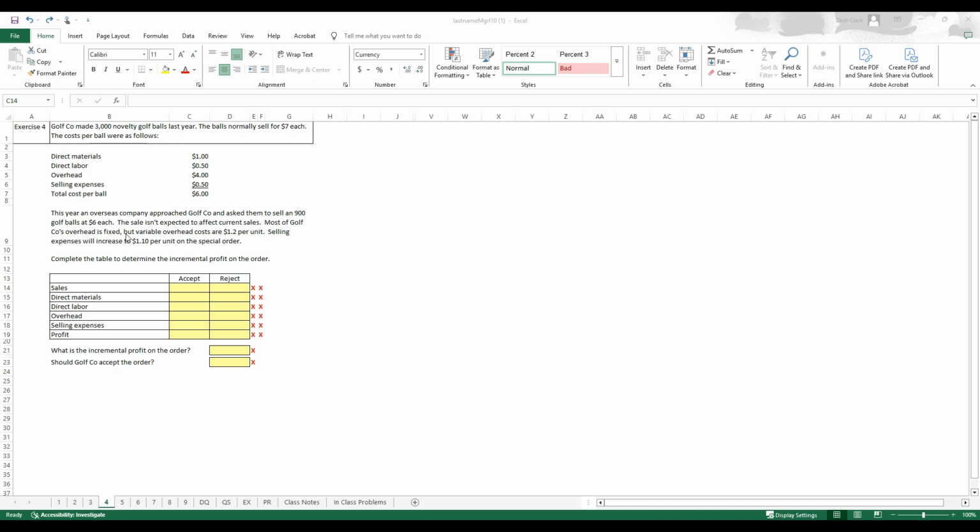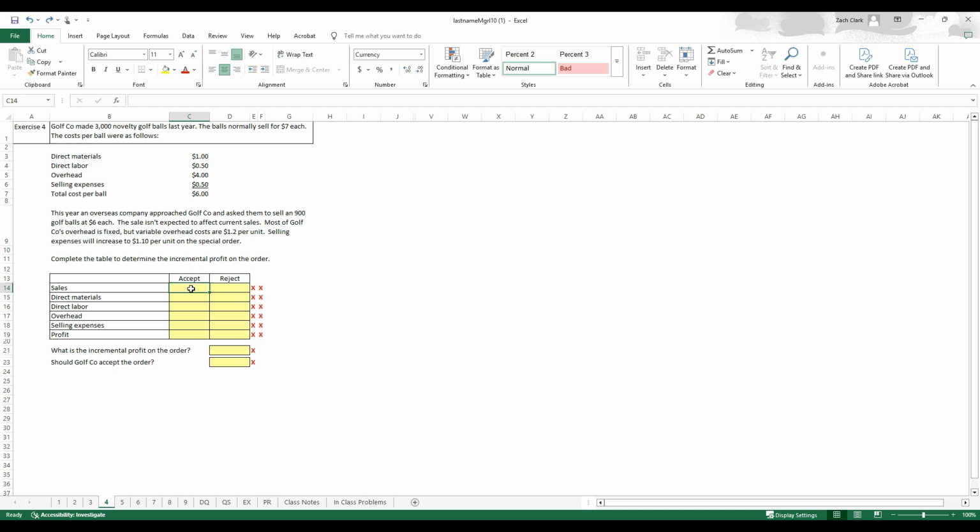Most of the company's overhead is fixed, but variable costs are $1.20 per unit, and selling expenses will increase to $1.10 per unit on the special order. And so we have to figure out whether we should accept the job or tell them, sorry, but we usually sell them for $7. You're asking for $6. Can't do it. And that might be the gut reaction that you initially have when you hear this offer, like, why would we accept less than we normally take for these?